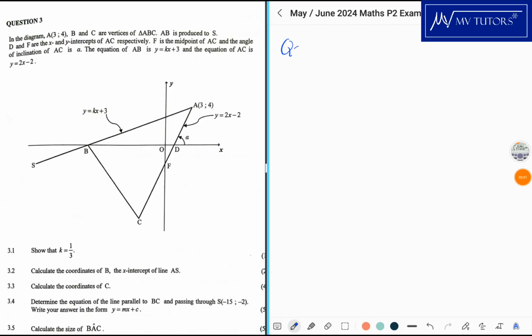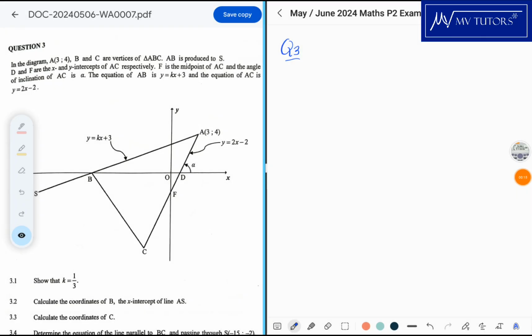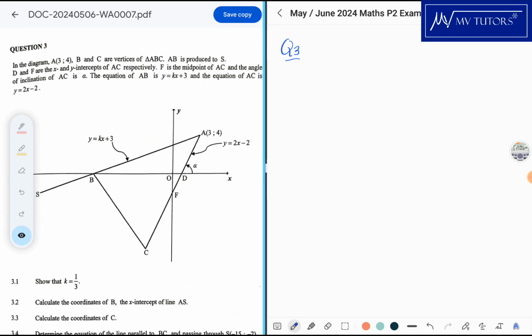All right, moving right along, question number 3. In the diagram, A, B, and C are vertices of triangle ABC. AB is produced to S. D and F are the x and y intercepts of AC, respectively. F is the midpoint of AC. So just note that. Since it's the midpoint, it means that these lengths are the same. All right, and the angle of inclination of AC is alpha.